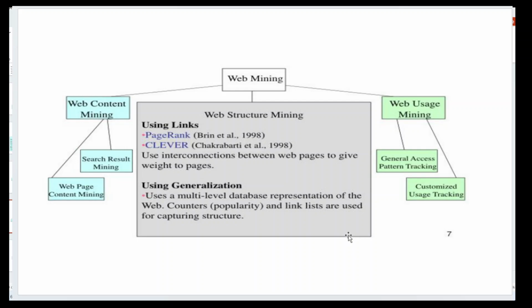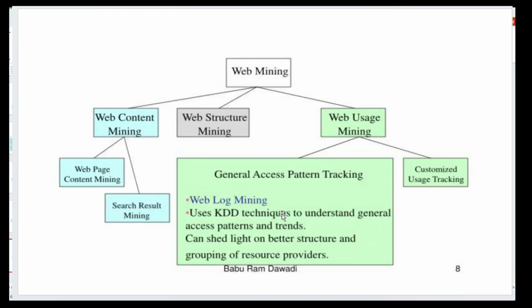And in the web structure mining, we have different types of algorithms, one is the PageRank algorithm and one is the HITS algorithm, where we can use the interconnections between the web pages to give weight to the pages. Next one is web usage mining. I have already discussed that we can extract weblog miners, which give you the exact information regarding these weblogs, who created them, what are the customers' access IDs, and everything you can find out with the help of web usage mining.